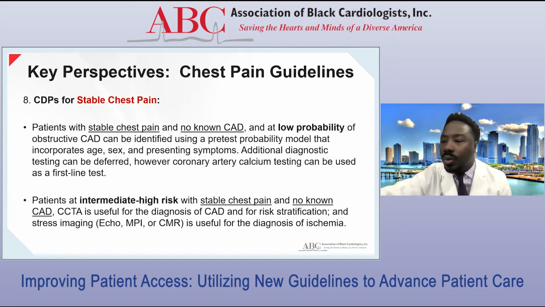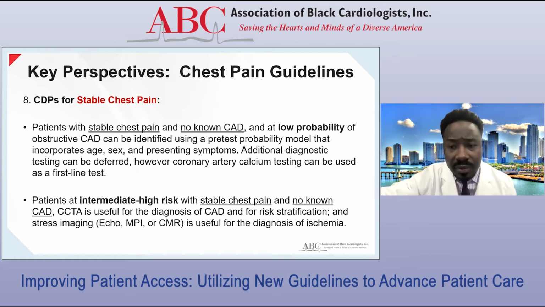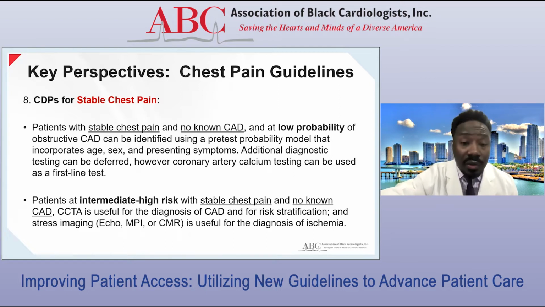With regard to the clinical decision pathway for stable chest pain, patients with stable chest pain and no known coronary artery disease who are deemed to be at low probability of obstructive CAD can be identified by using a pretest probability model that incorporates age, sex, and presenting symptoms. In addition, for patients who are at intermediate or high risk with stable chest pain and no known coronary artery disease, a coronary CTA is useful in the diagnosis of CAD for risk stratification, and stress imaging can be used for the diagnosis of ischemia.